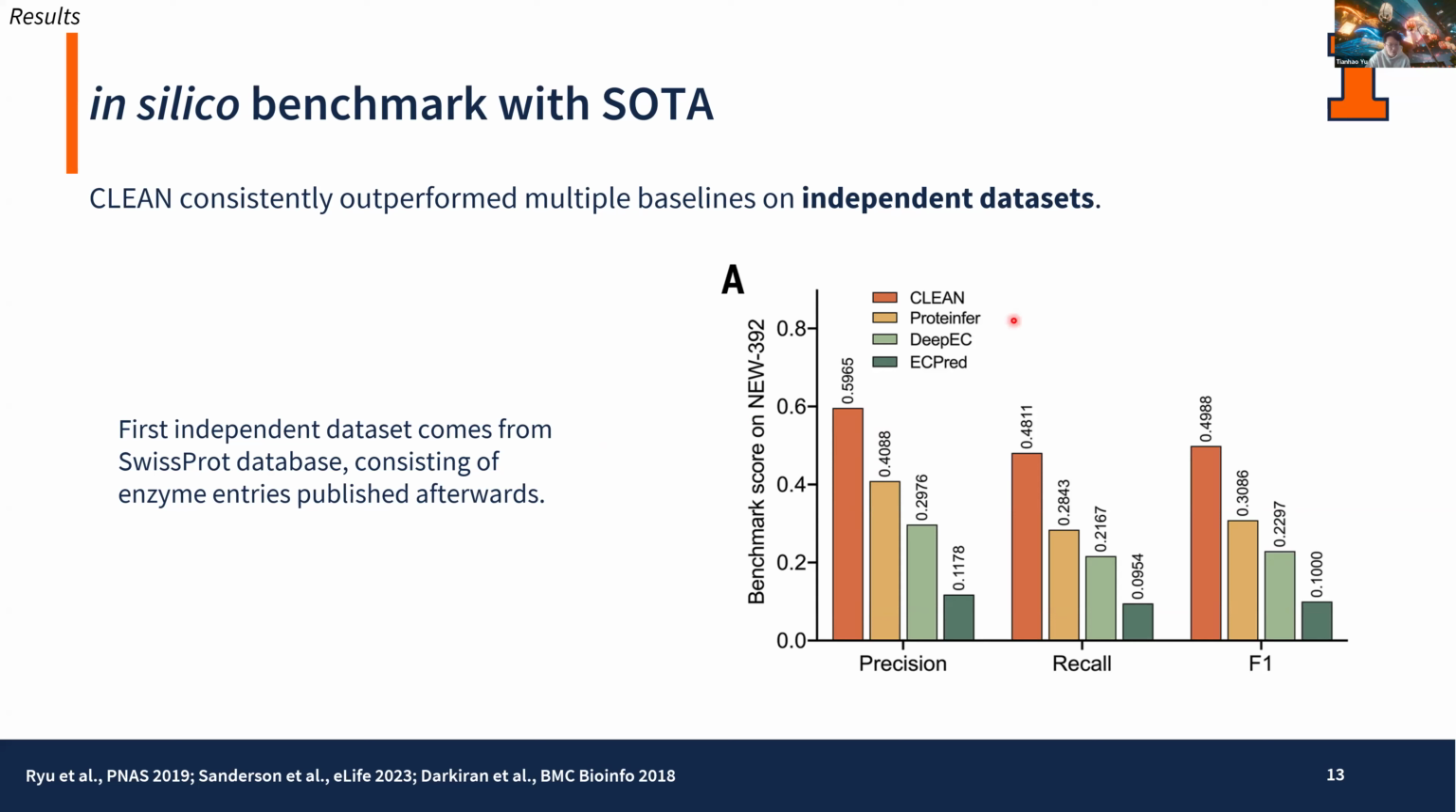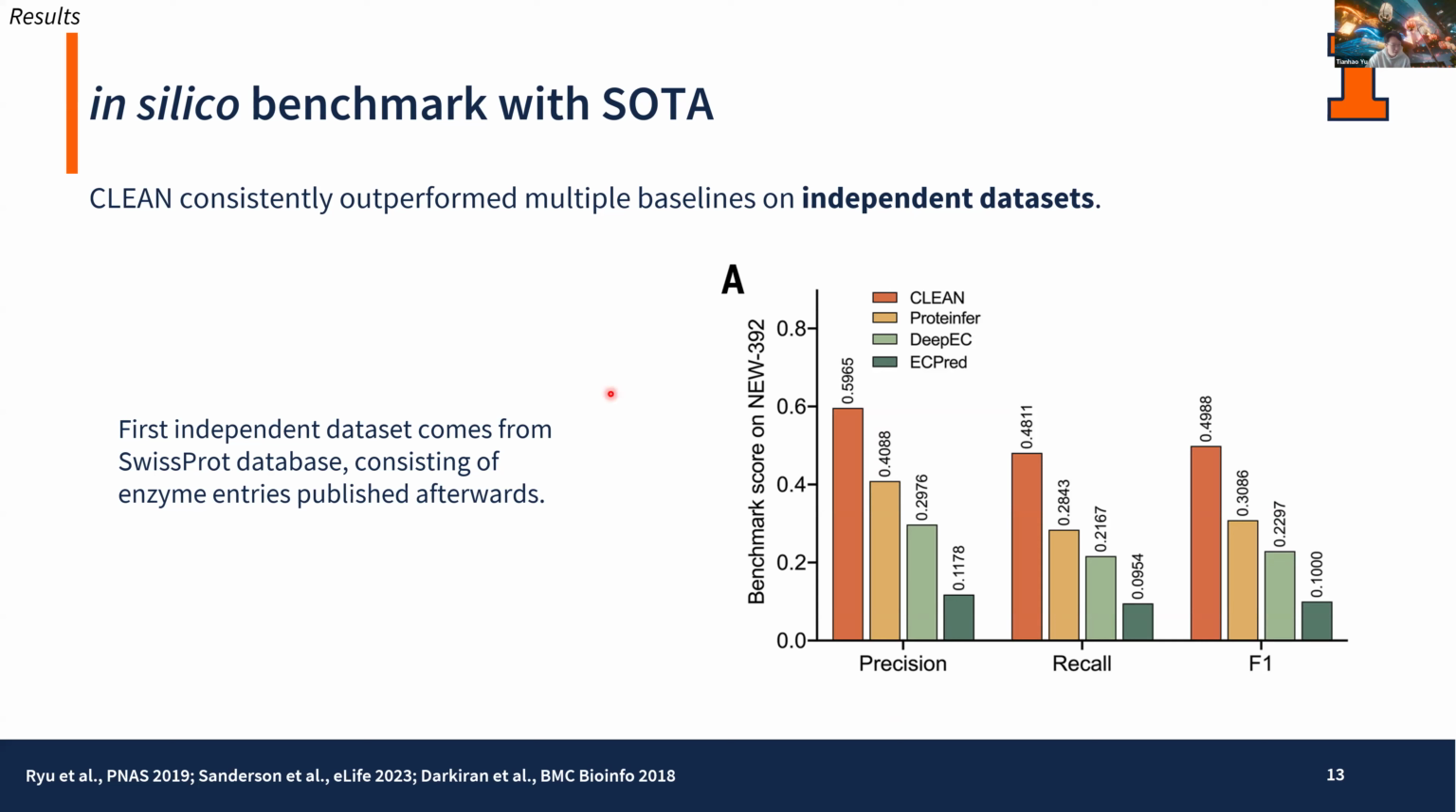Here the other benchmark candidates are ProteinFer and DPC, 2 state-of-the-art models I mentioned before, and ECPred, also an older machine learning-based EC number prediction tool. The benchmark metrics we chose here are precision, recall, and F1 score, based on multi-class classification.